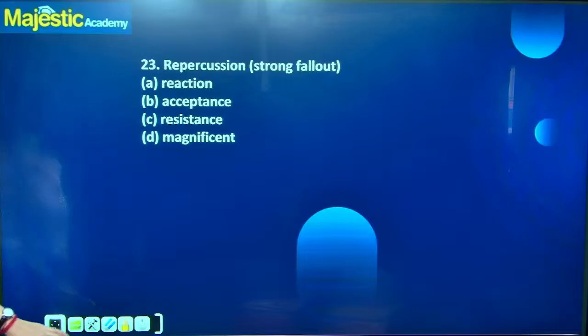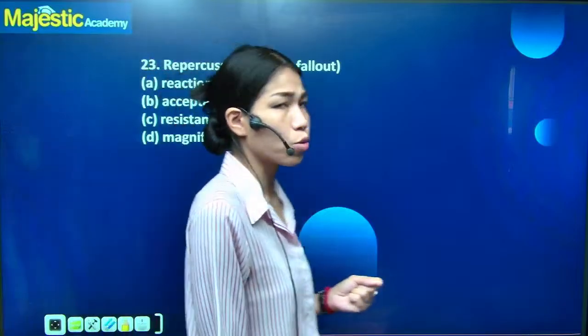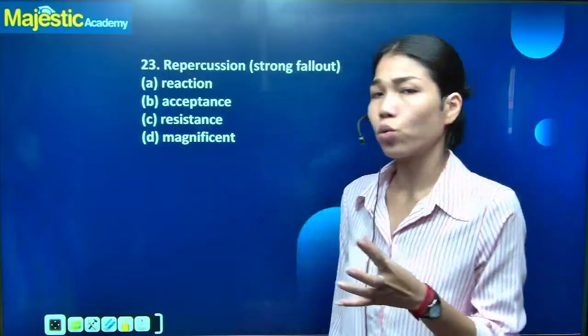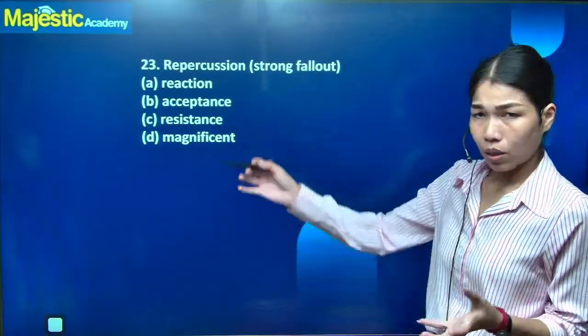And it says repercussion. Repercussion is a very commonly used word. I hope all of us know the answer, but still I will tell you.